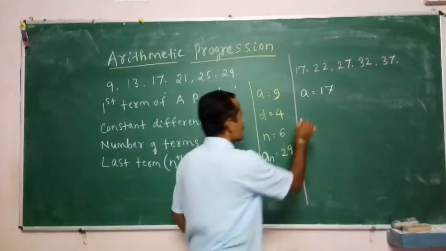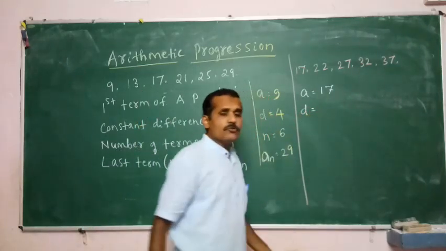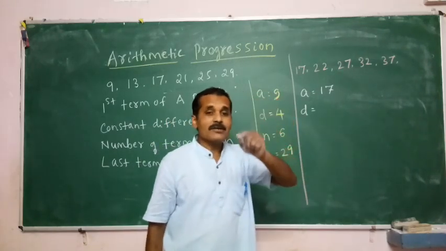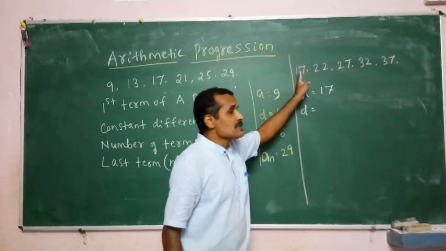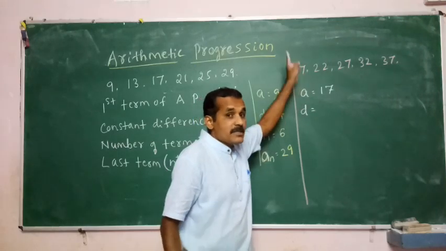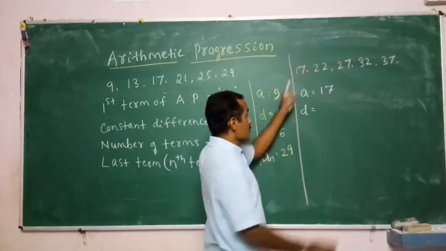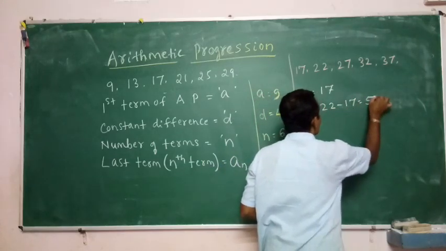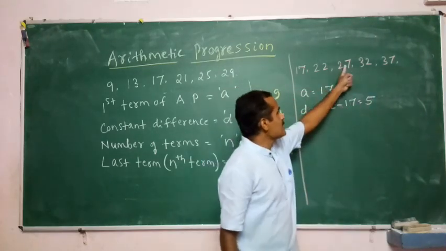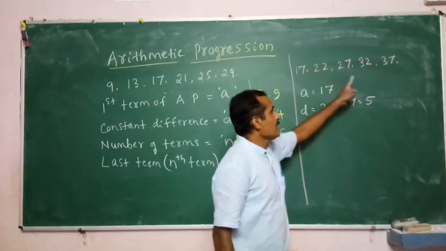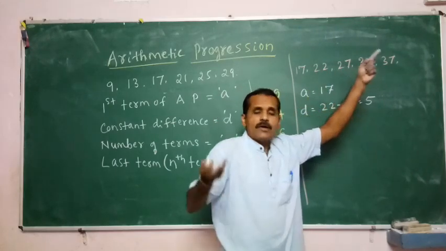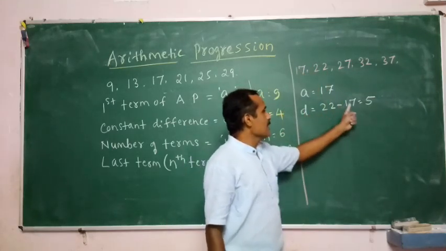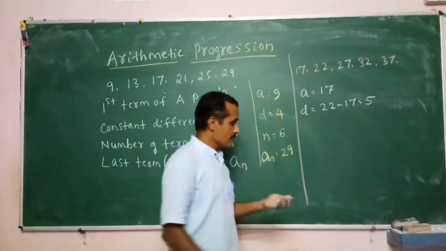D, the common difference. My children, to find the common difference, what is the method? Always you can use the method: second term minus first term. Common difference means second term minus first term. 22 minus 17, the answer is 5. Anybody can subtract. 27 minus 22 is also 5. 32 minus 27 is also 5. Everywhere it is fixed. So we can say second term minus first term gives you the common difference.